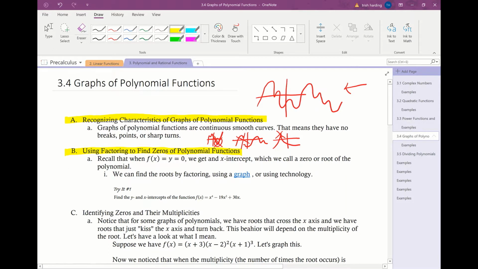Now, when we use factoring to find the real zeros, remember when we talk about zeros, what we mean are the roots. It's where y equals 0. So those are x-intercepts. So we can find them by factoring, using a graph, or using technology. Now the factoring is something that we are familiar with. So let's try number 1. We could do a graph, or we could do technology. So let's try the factoring first.